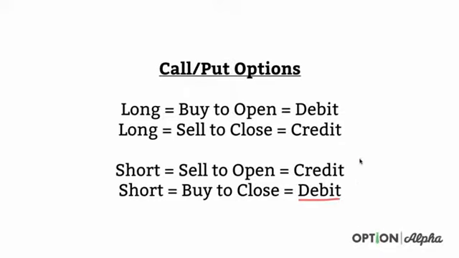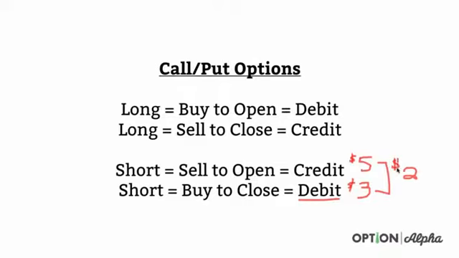Now, somewhere down the line, you buy back your contract and close out of the position. And let's say it only costs you $3 to buy out of the position. Now you are left with a net profit of $2.